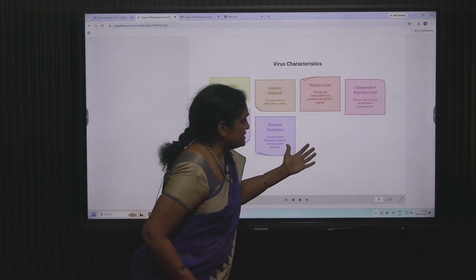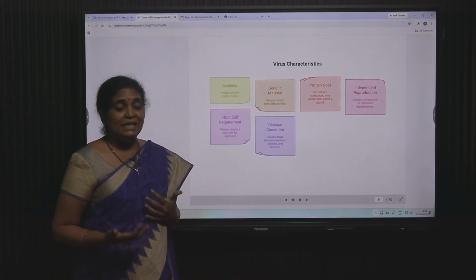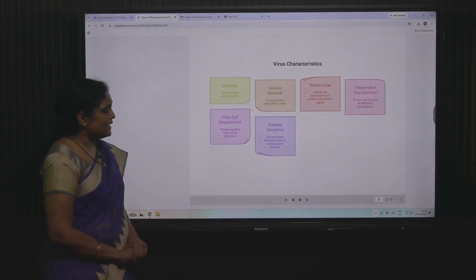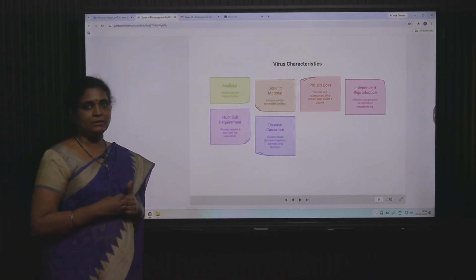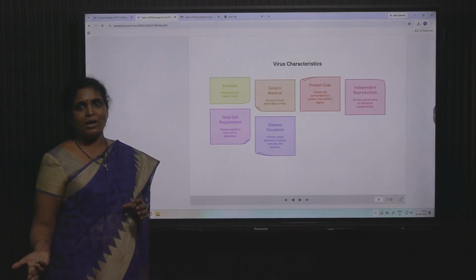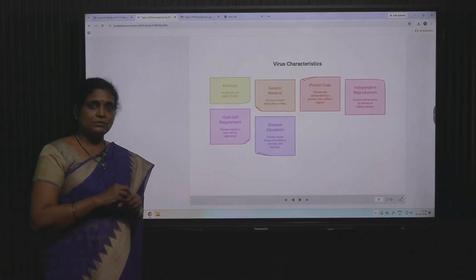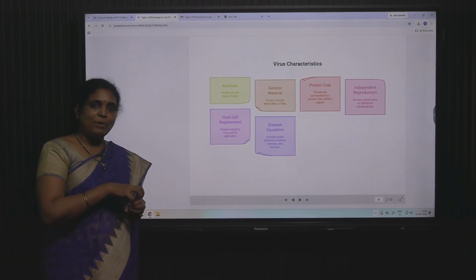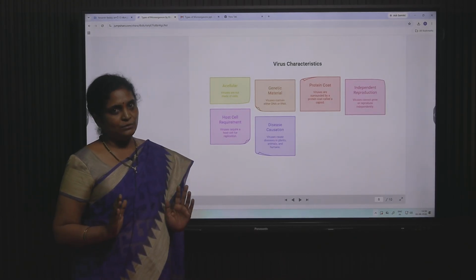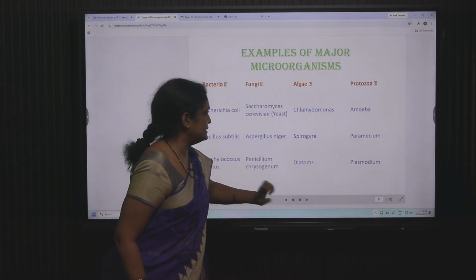Viruses cannot grow or reproduce independently, they depend upon the cell. Viruses require a host cell for replication. As I told you, without the cell, we consider the virus a non-living organism. When it enters into the cell, it takes the help of the cell to replicate. And most of the viruses are pathogenic and they cause diseases.